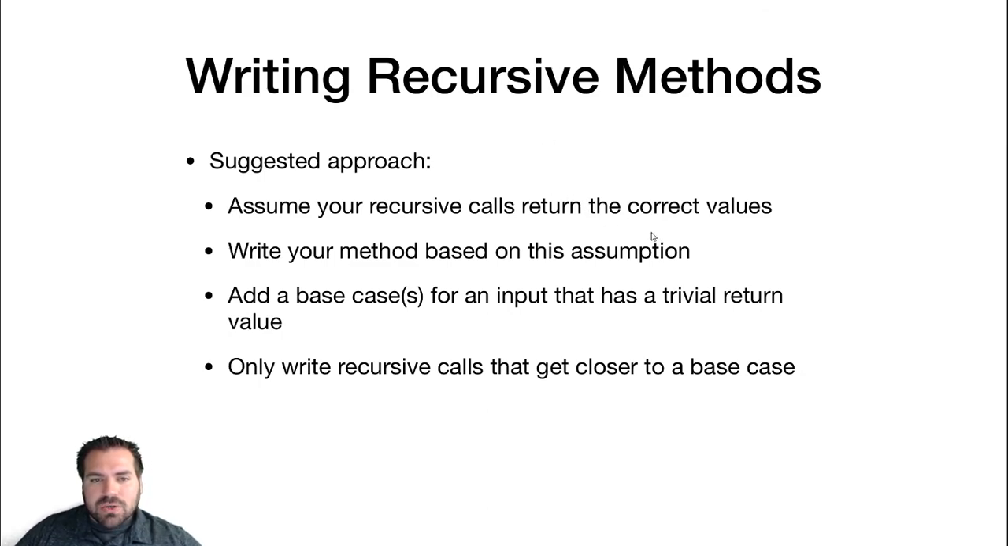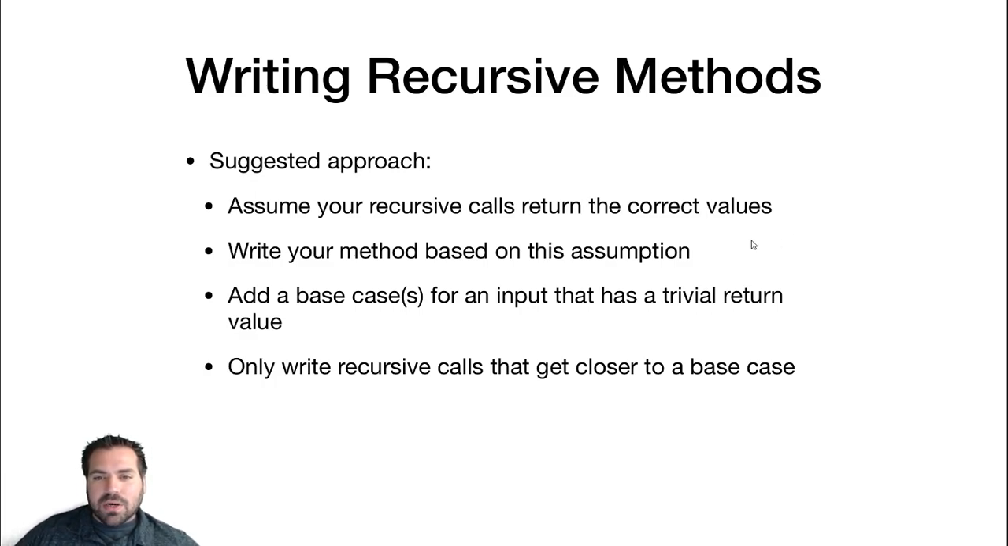First, assume your recursive calls are correct. The very first thing I recommend you do is get it in your head that you can just assume that the method that you're currently writing already works. That's where the magic happens. Just assume that it already works. It's going to work when you're done, right? Your goal is to get it to work, right? So just assume that it already works.